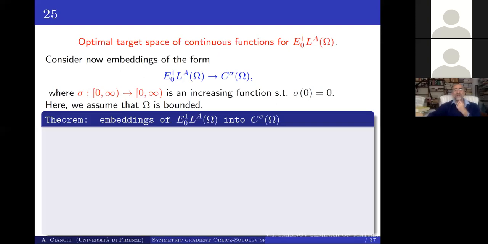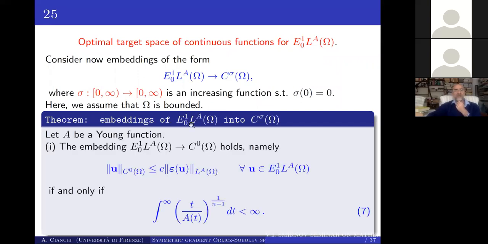And the result is the following. So here it's stated for Orlicz spaces. And first, the embedding from this E1 L A space into the space of continuous functions, C0, holds, and we have a corresponding inequality, if and only if this integral of A is convergent.